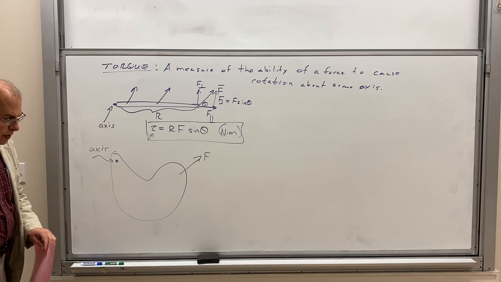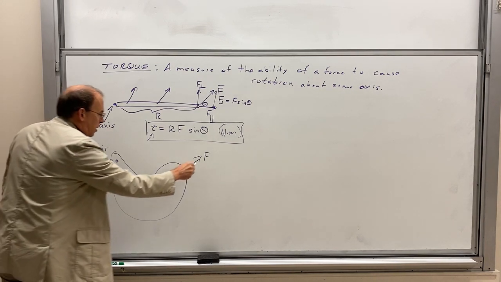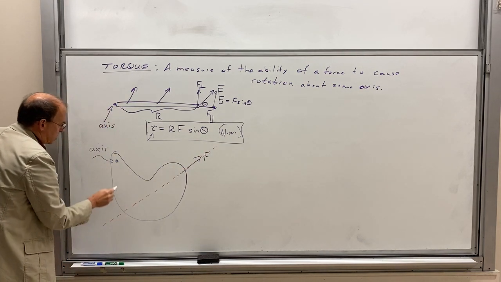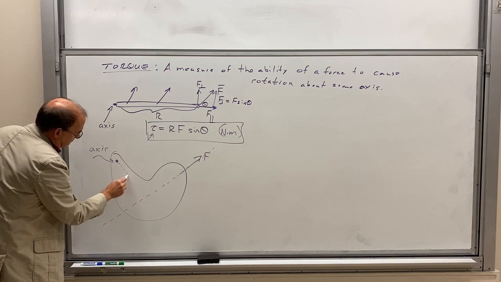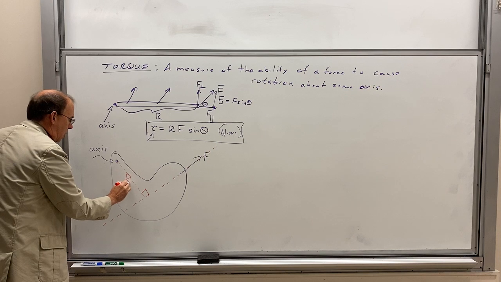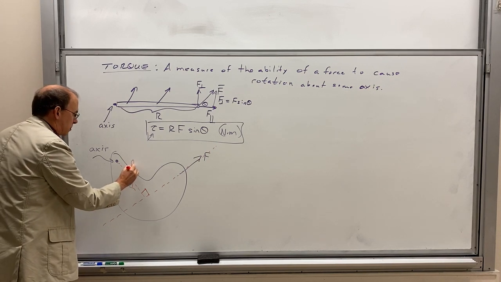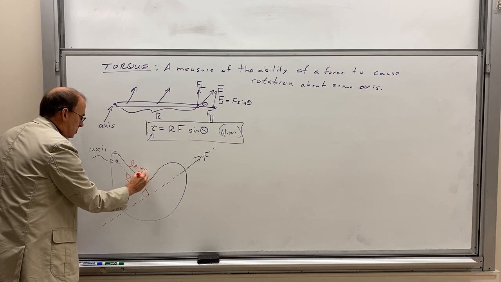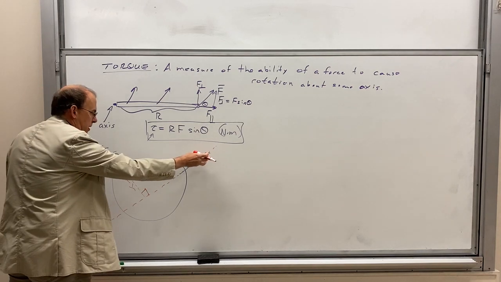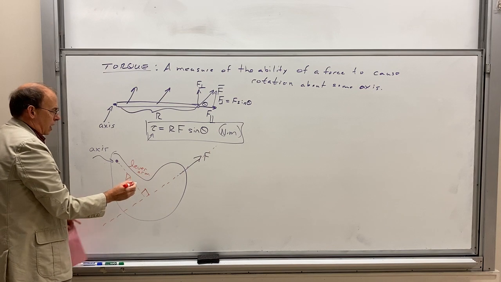Sometimes people think in the following way. Often engineers do this. They'll draw a line in the direction of the force, and they'll draw a perpendicular to that line, and they'll call this distance r perpendicular, something called the lever arm. And when you think about torque this way, now you can think about the entire force rather than this component, but not the entire distance.